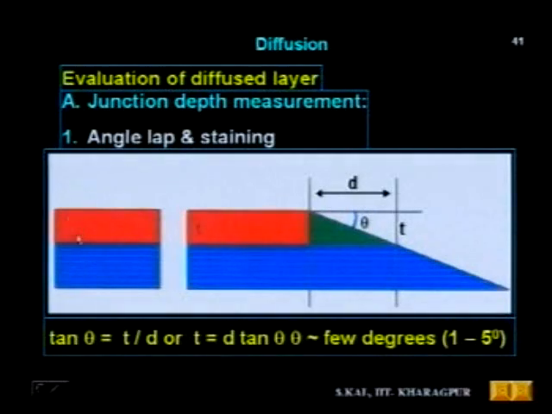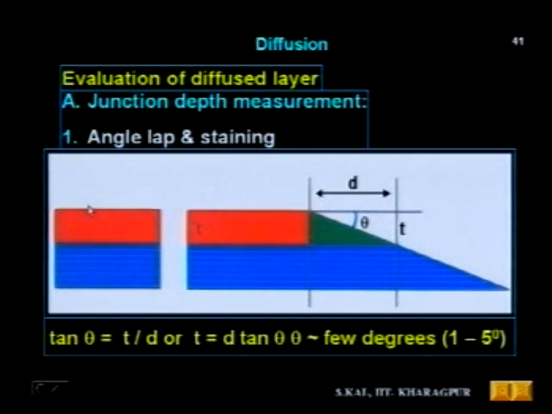And here in the diagram you can see the diffused layer is the red region and the blue color is, say, the background substrate, and red is the diffused layer. Now we want to find the width of this red layer, which is the diffused portion. How can you do it? So first you have to lap. Lap means you use some polishing powder on one side, and if you rub it, it will form a shape like this.